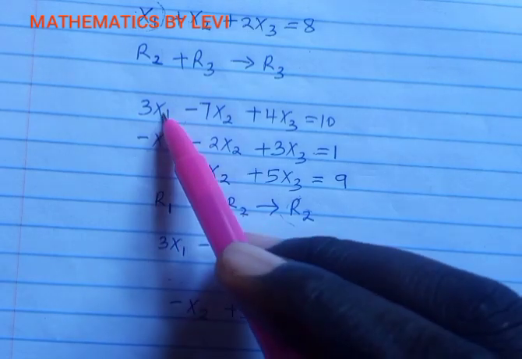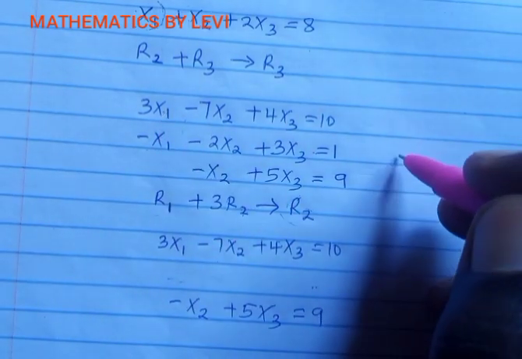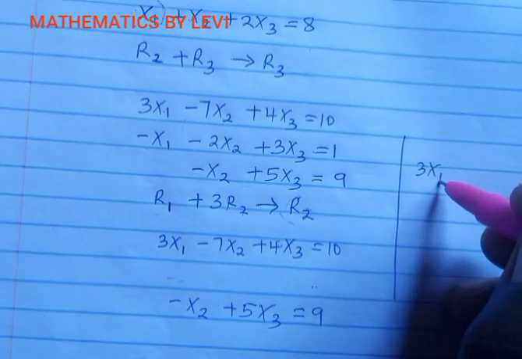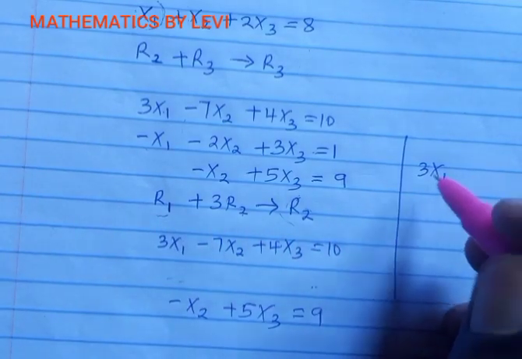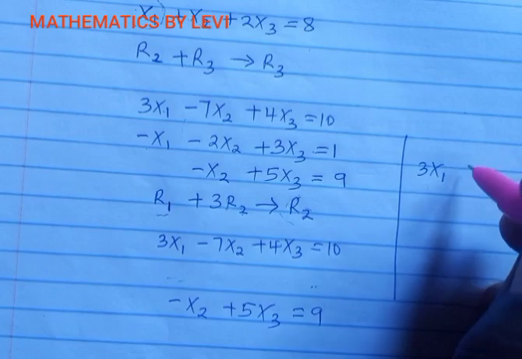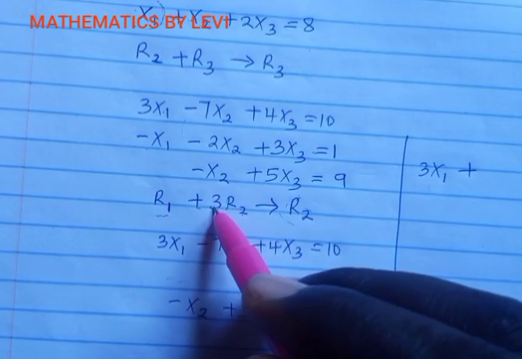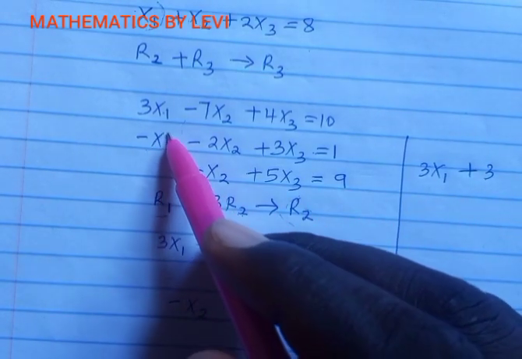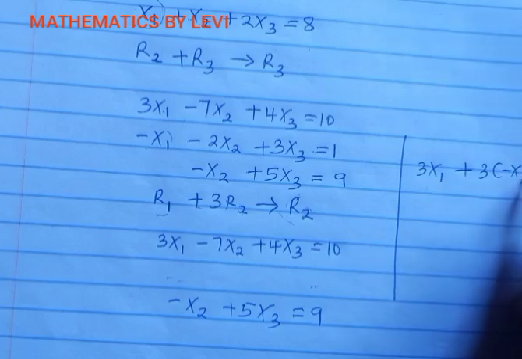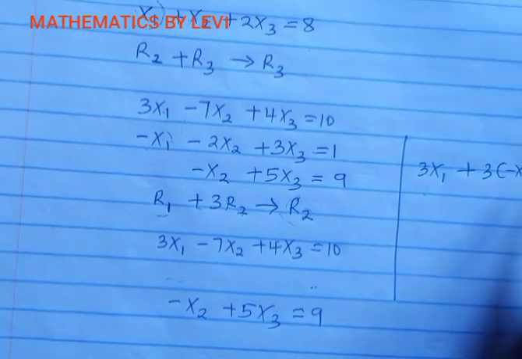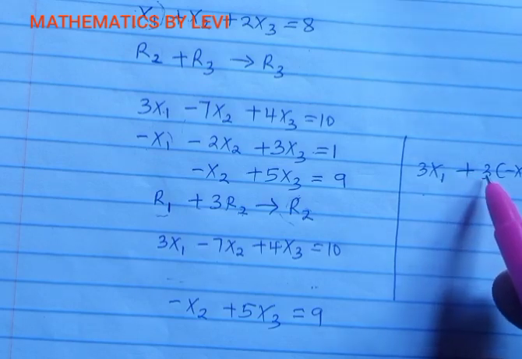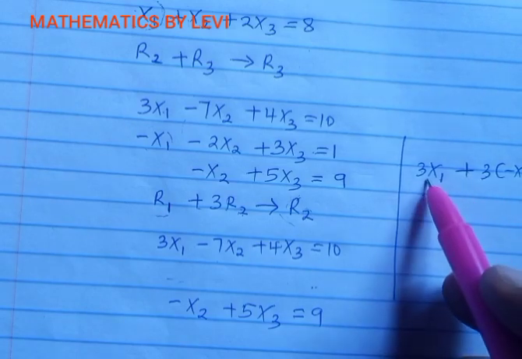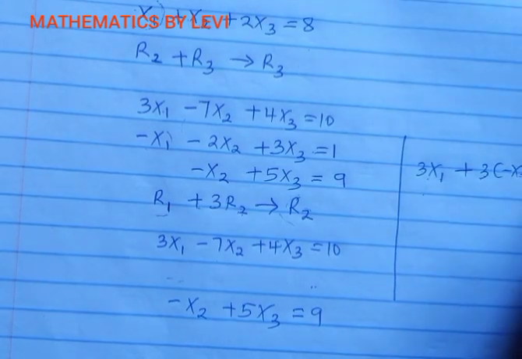That is R1, which is 3x1. Let me write it here. We have 3x1, which is the first row, and it is x1 that we are considering. Then plus 3R2, which is negative x1. So that means we shall have 3x1 plus 3 times negative x1, it will be negative 3x1. Therefore, 3x1 minus 3x1, and we shall obtain 0.